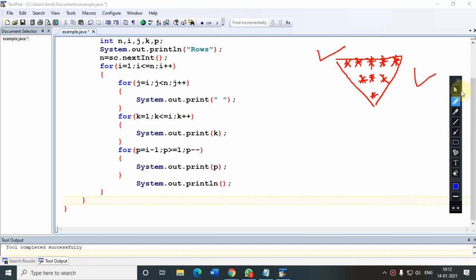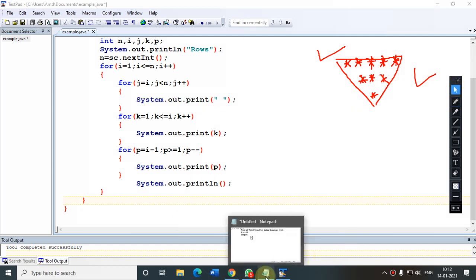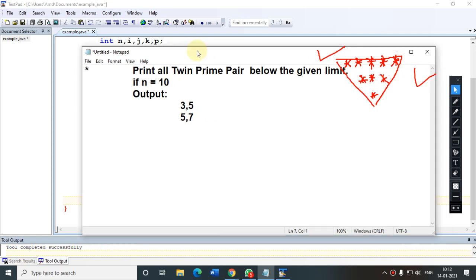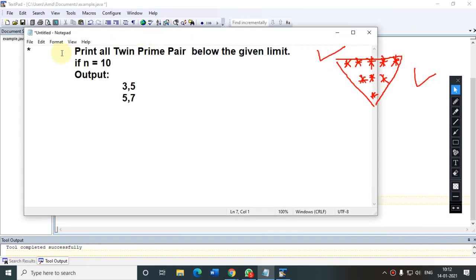Now, the next program I'm going to show you. Just try to understand. My next question is here. You need to print all the twin prime pair below the given limit. So what are the twin prime pair?